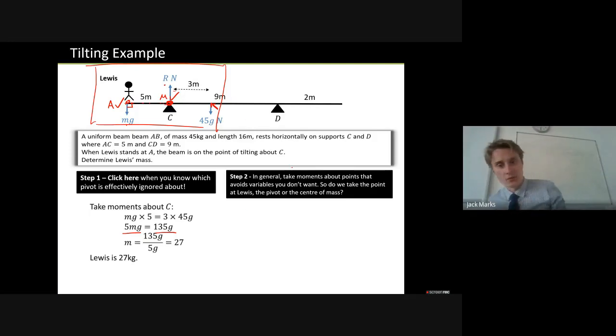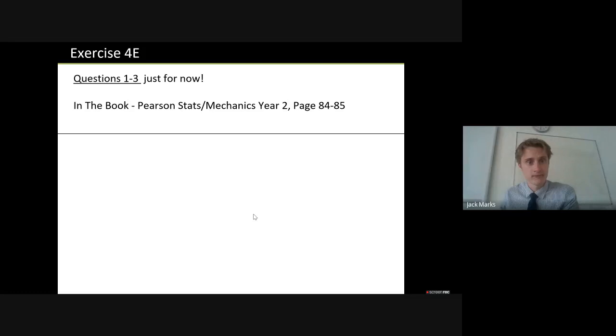So this step says taking moments at points where there's something that you don't know is a very good strategy, because you don't always have to work out all of this information. If you're selective about it, if you take your time, you can remove unknowns from the question that way and maybe work them out later. And that really is it. So that's tilting. That's all you do for the tilting section.